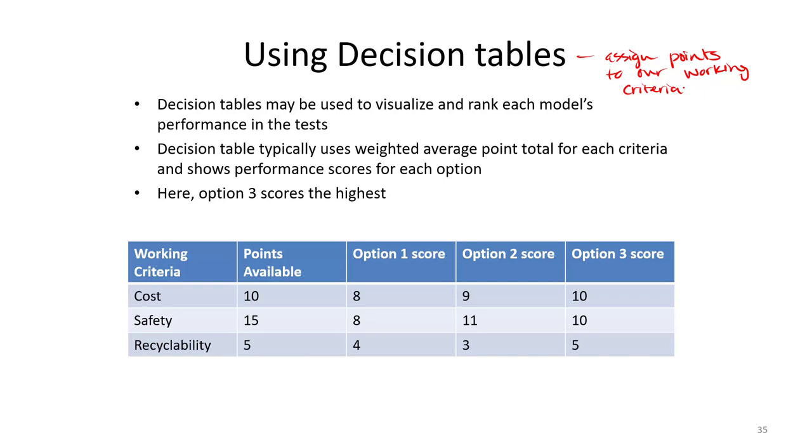And typically we weight the performance based on how important that working criteria was. So in this example, safety had the largest weight with 15 points available, whereas cost and recyclability did not have as many points possible. So this caused safety to be weighted more strongly than the other factors. And you can see, for example, in this decision table, we see that option 3 was our highest scoring design because it had the highest overall point total.